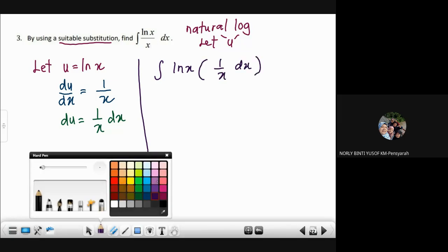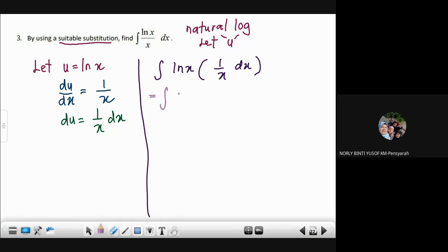So kita pun ganti integral kita. ln x jadi u, 1 over x dx tadi adalah du. So nampak integral tu digantikan dengan u punya respect to u. Tak ada lagi x, so you ganti semua. Okay, barulah you integrate respect to u. So integrate u, u squared over 2 plus c.